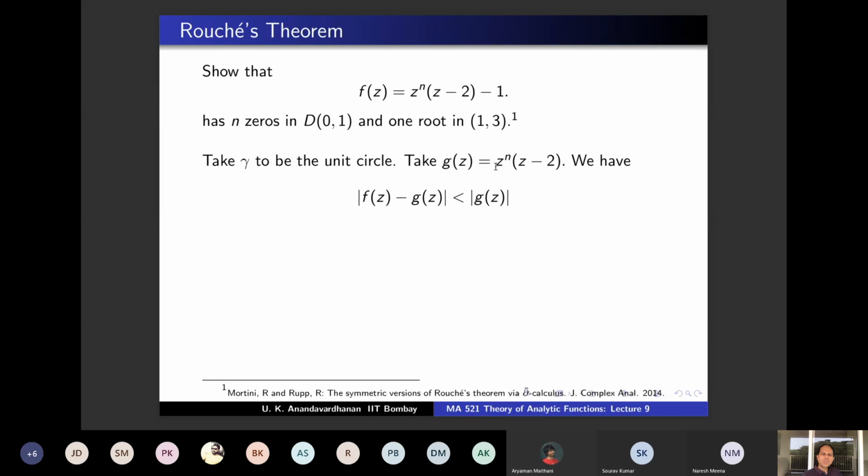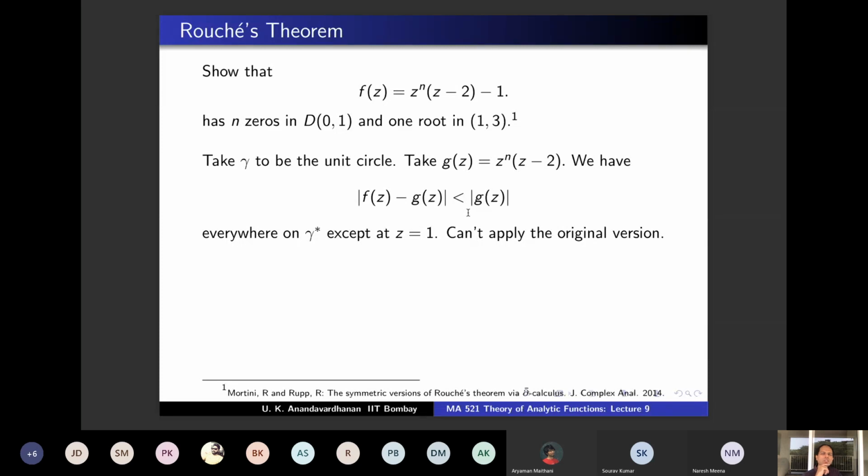And what is mod g of z? Mod g of z on mod z equal to 1 is mod z minus 2, and that is bigger than 1 everywhere except at z equal to 1. At z equal to 1, mod z minus 2 is 1, and you can't show strict inequality. You are getting 1 equal to 1. Whereas to apply classical Rouché's theorem, you need a strict inequality throughout the boundary, which you are not getting. Therefore, this is an example where you can't apply the original version of Rouché's theorem.